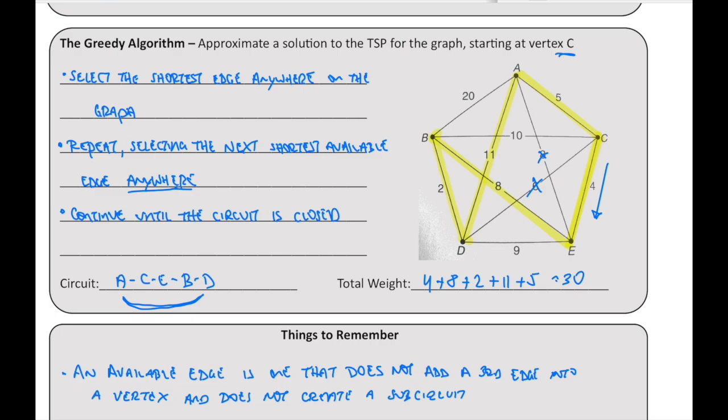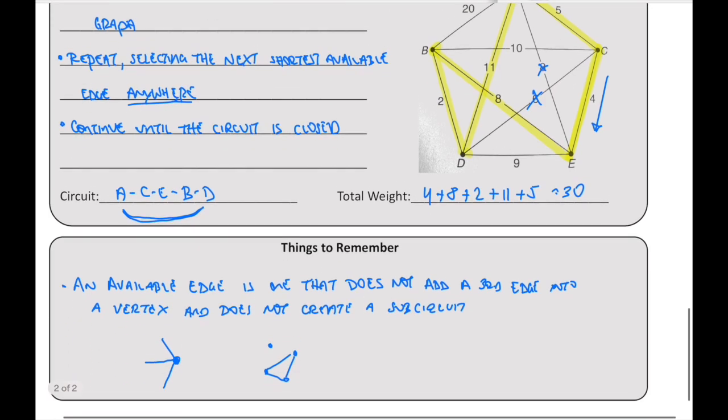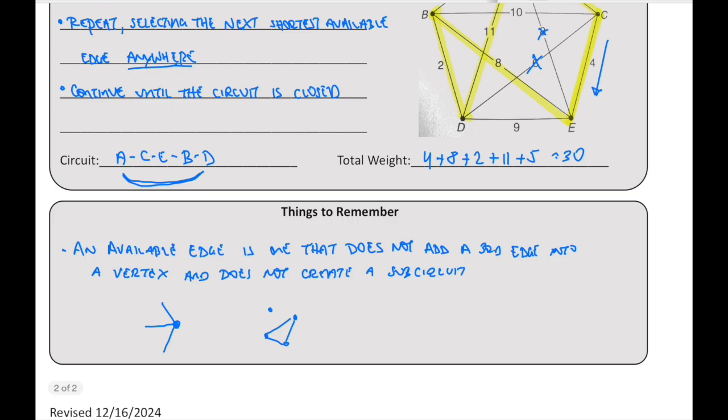Sometimes the nearest neighbor algorithm is better. But we don't actually have a set solution unless we check every possible arrangement. Now, things to remember, those available edges. An available edge is one that does not add a 3rd line into a vertex and does not create a sub-circuit. So if we have something that looks like 3 lines going to a point, that's not allowed. If we have something that closes a circuit within the graph but does not include those extra points, that is not an available edge.